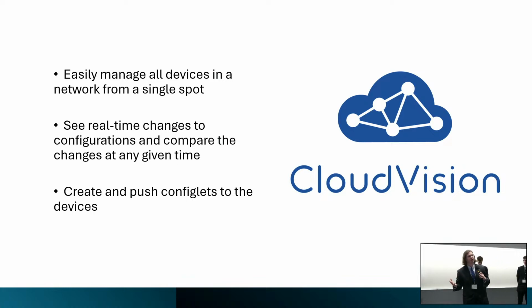A good example of this is, let's say a device in our network goes down. We don't know what happened to it. We can go back and see what changes were made on that device, and we can roll it back to a previous working state to get that device back up and running.